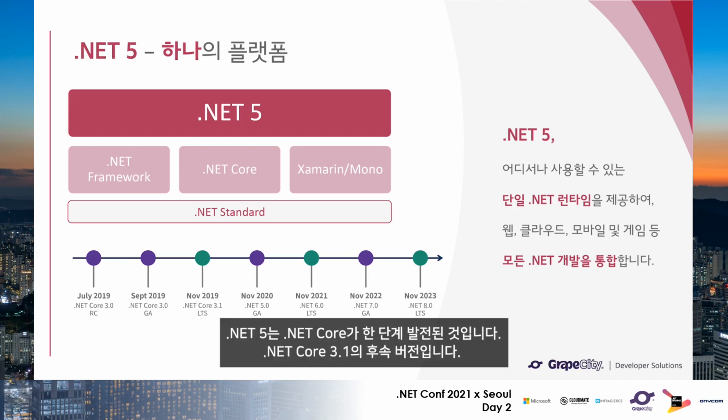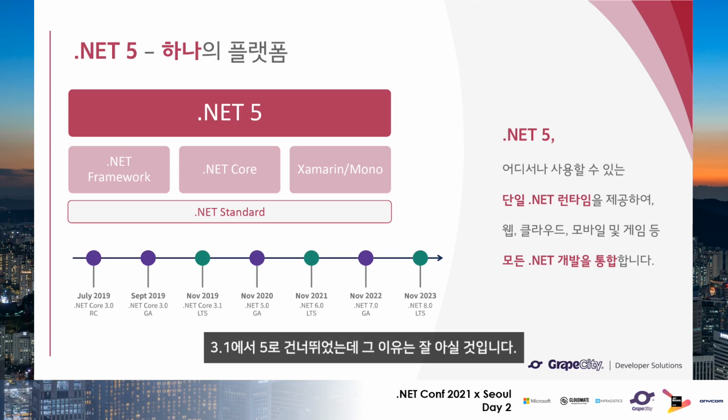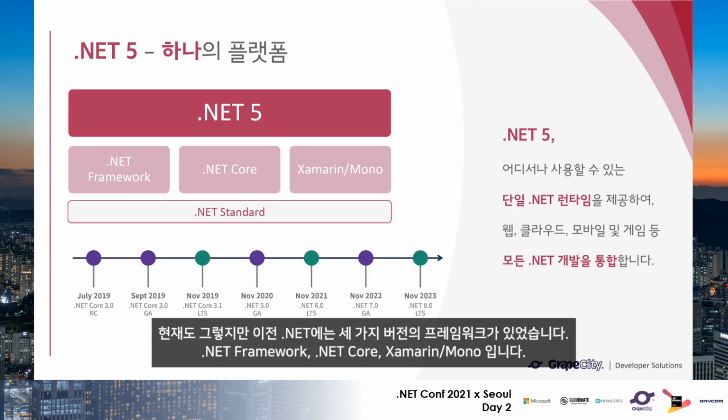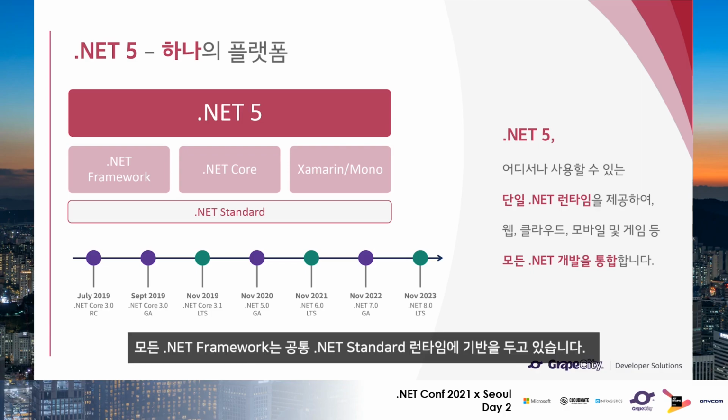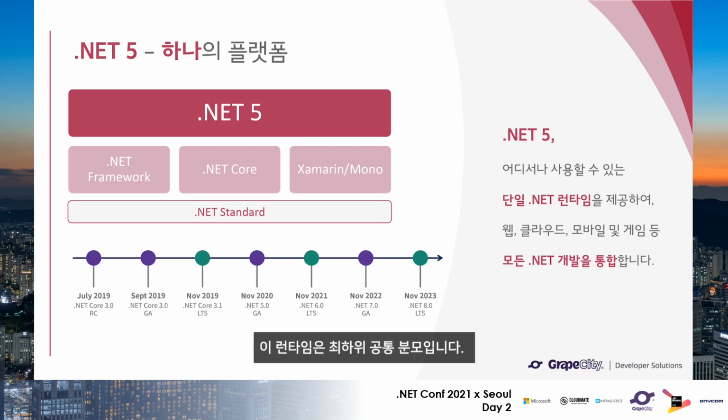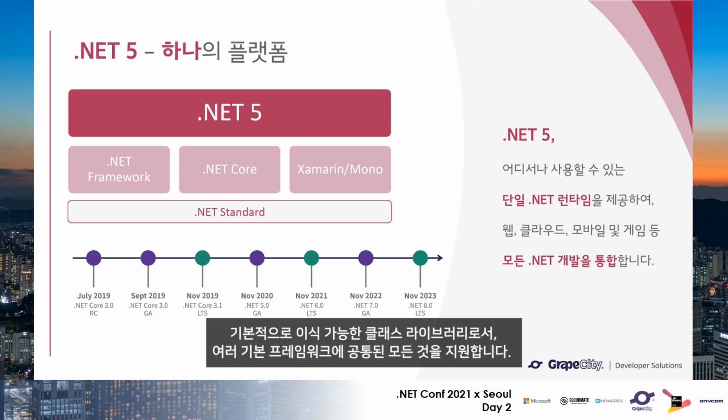.NET 5 is the next evolution of .NET Core. It follows .NET Core 3.1. They're jumping from 3.1 to 5, and you'll see why. Currently, or previously, there were three different versions or frameworks of .NET: .NET Framework, .NET Core, and the Xamarin Mono. Plus, there's this thing called .NET Standard. All of the .NET frameworks are built upon a common .NET Standard runtime. It's like the lowest common denominator. It's essentially a portable class library that supports everything that is common among the main frameworks.